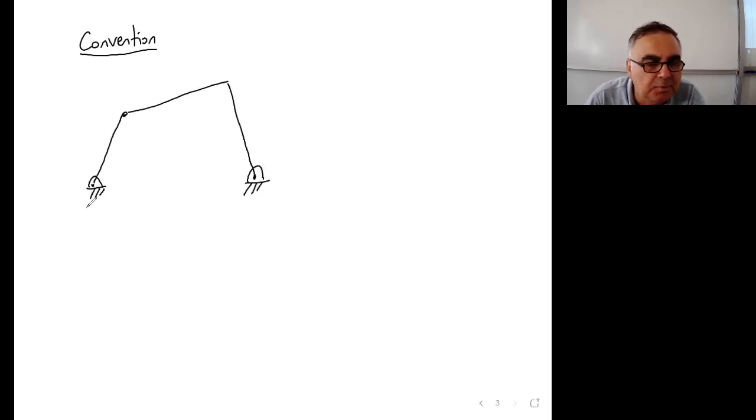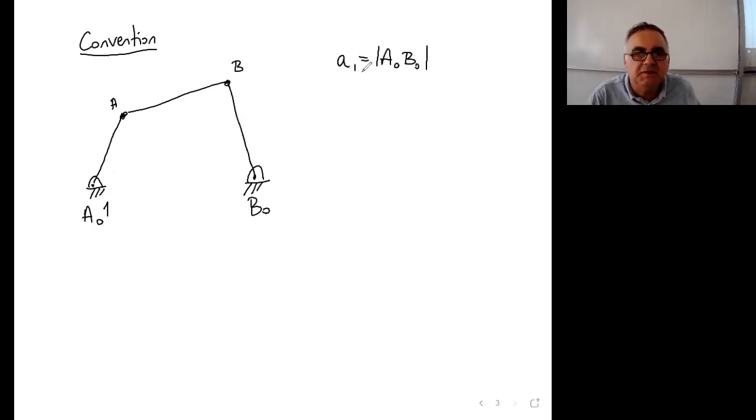The fixed points, we usually name them A0 and B0, as I have said. This point, a rotating point, a revolute joint, is named A and B. Now, the link lengths, for example, the fixed link, which is link one, we call the length of A0 B0 A1. Now the other links, their lengths are termed A2, A3, and A4. These are links 2, 3, and 4, as you know.